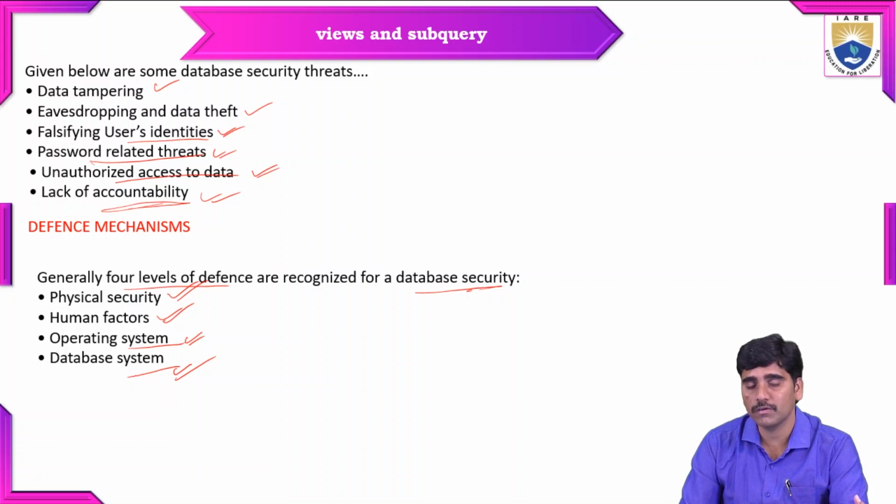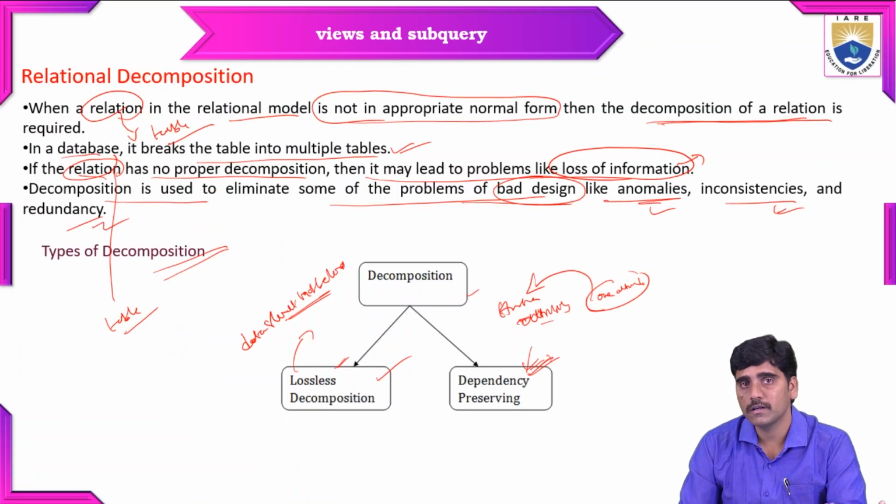So there are levels of mechanisms. Physical security is one level, human factors is one level, operating system, database systems, and relational decomposition. So how are we going to decompose the tables to achieve the normalization? If a table in the relational model is not in an appropriate normal form, then the decomposition will occur here.